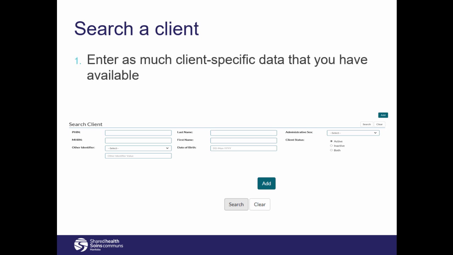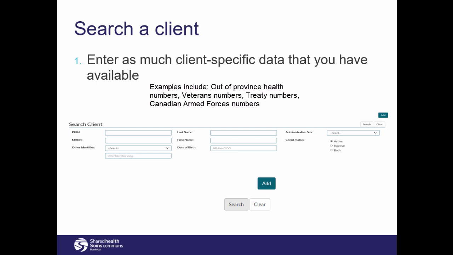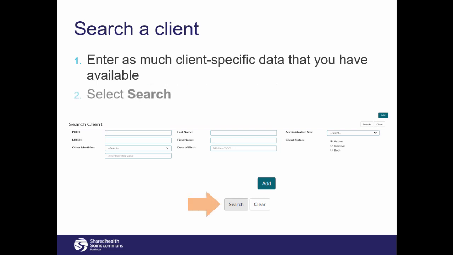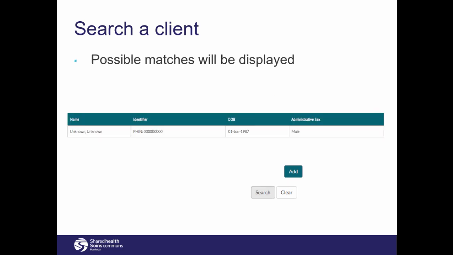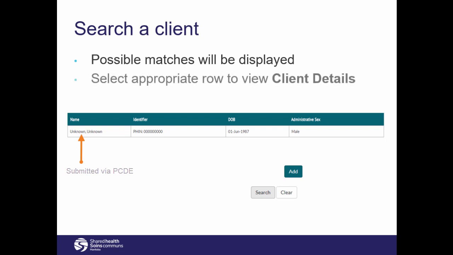Enter as much client demographic data that you have available, including a middle name or initial. Other useful identifiers could be out-of-province health numbers, veterans numbers, treaty numbers, or Canadian Armed Forces numbers. Select Search to see if the client exists. If the client exists in the database, client matches will be displayed. The client name will display unknown unknown if the client record was received through the PCDE. Find the correct client and select the row to view the client details.